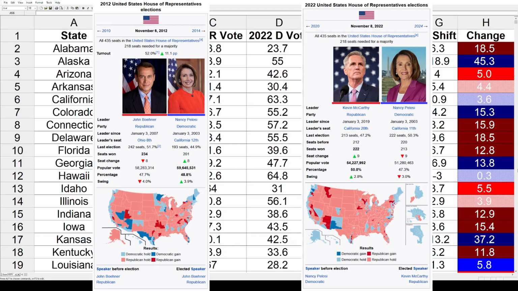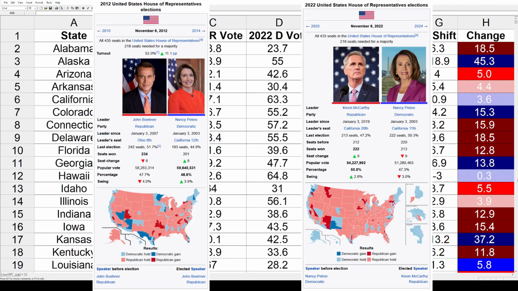So we're going to compare those results to these 2022 results. Quick refresher there. Republicans won 222 seats. They won the popular vote this time with 50.6%. Democrats got 213 seats and 47.8% of the popular vote.